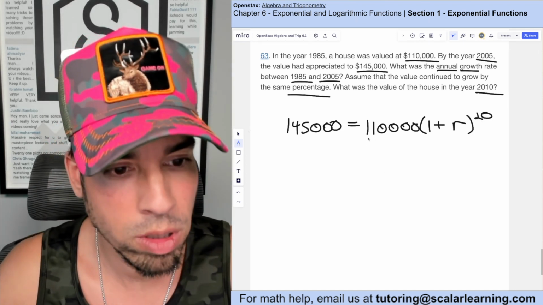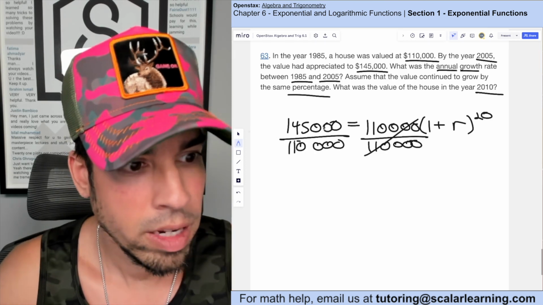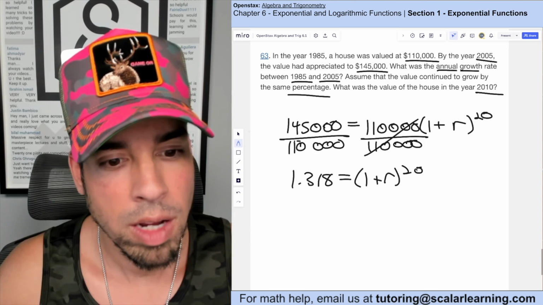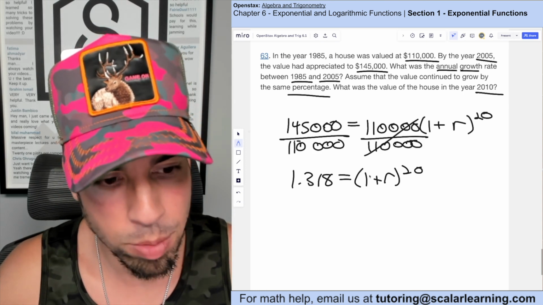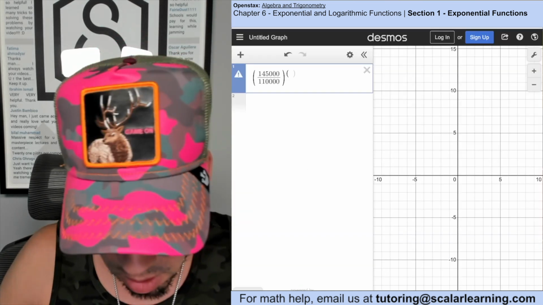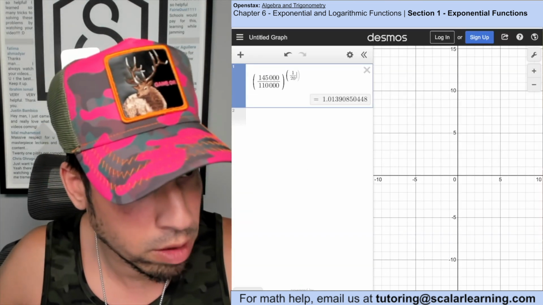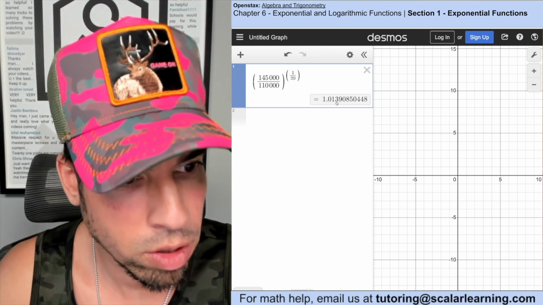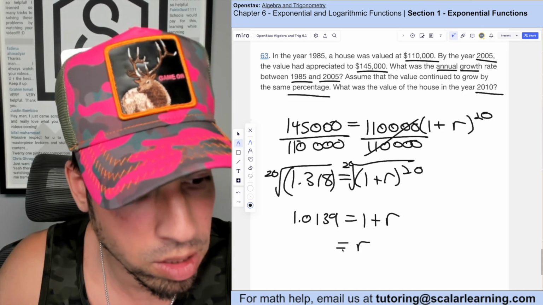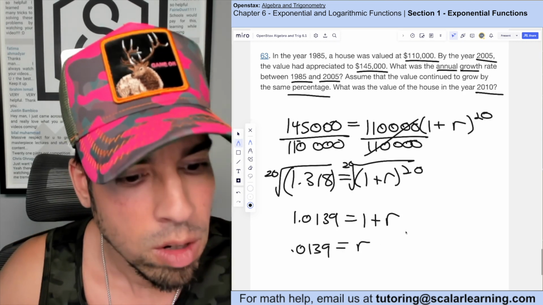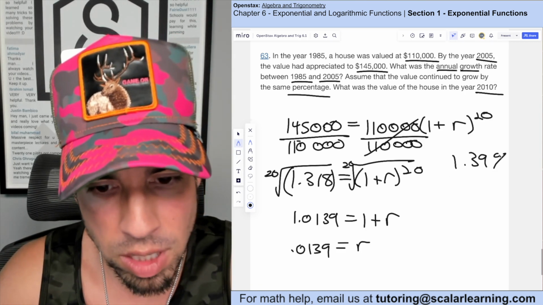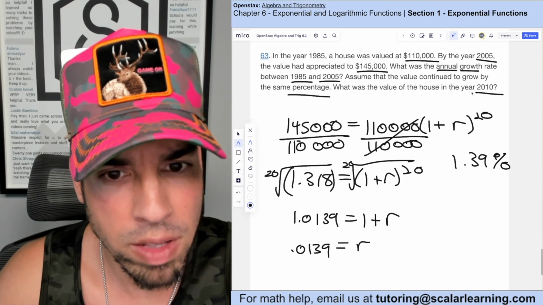Let's solve. First, we're going to divide both sides by 110,000. And using Desmos, we get 1.31818 repeating. Now to get rid of this 20th exponent here, we're going to take the 20th root on both sides. Taking the 20th root is the same as raising it to the 1 over 20th power. So now we get 1.0139, and that equals 1 plus r. Subtract 1 from both sides. r equals 0.0139, which as a percentage, you just move the decimal over twice. It's 1.39%, okay? And now it says, what was the value of the house in the year 2010?